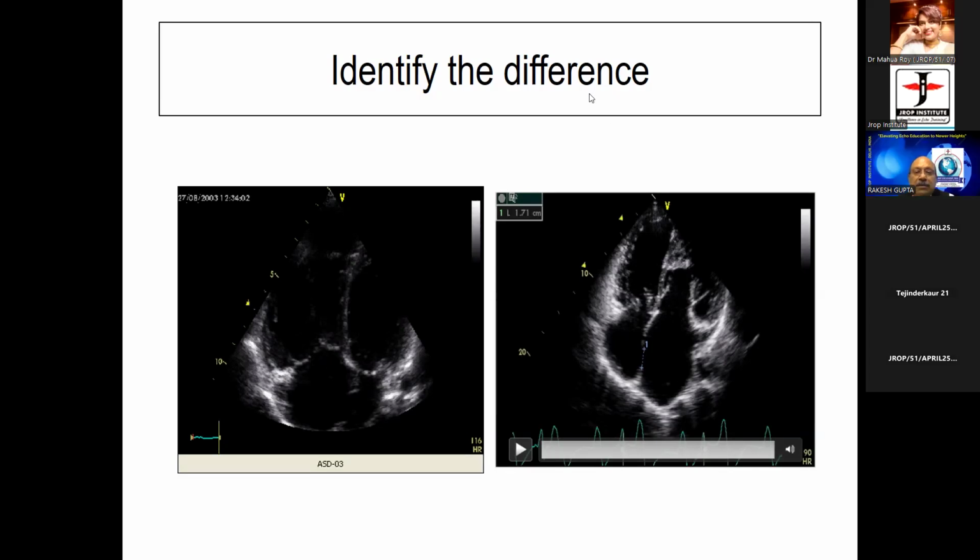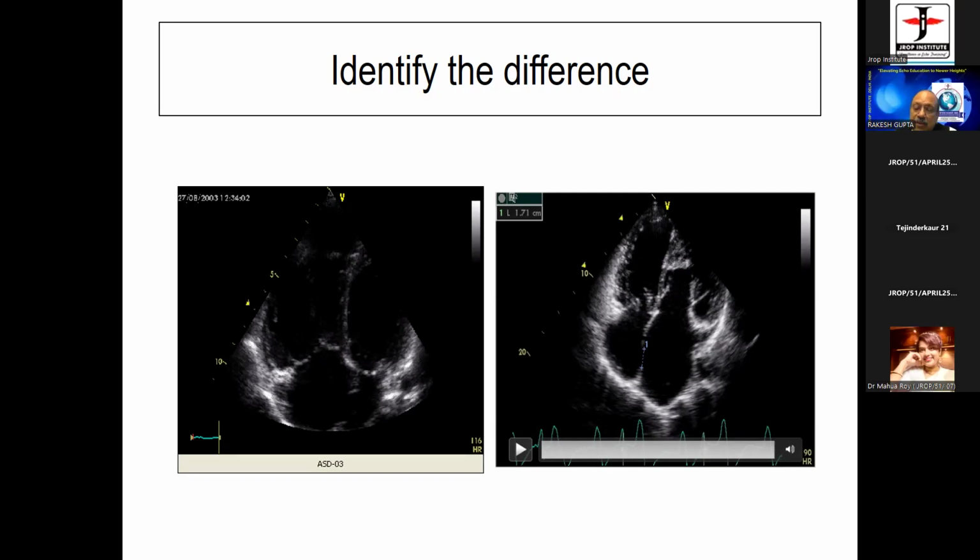transposition of, go ahead, Dr. Mahua. What is known as this? Sir, TGA. Transposition of great vessels. It means that my AV valves are over here, but my pulmonic artery is attached to RV, so the so-called morphological LV is now behaving like an RV. So we have TGV in this particular position.